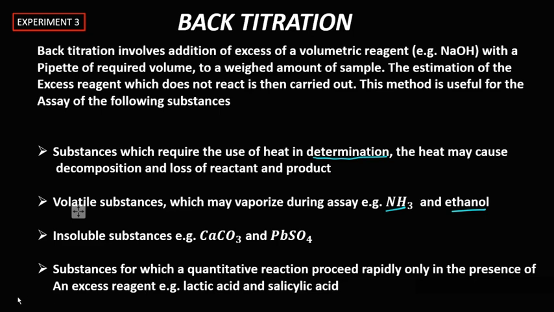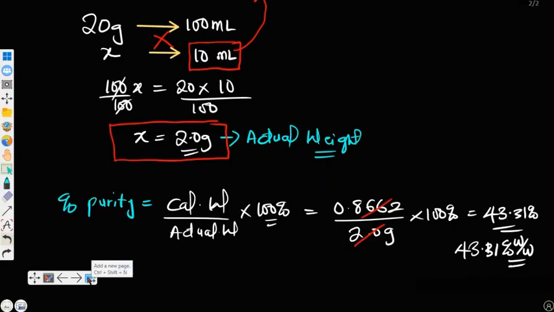An excess reagent. Now, this one you should take note of very well because everything we are going to do under back titration falls under this one here. So, substances for which a quantitative reaction proceeds rapidly only in the presence of an excess reagent. The one we are going to use is acetylsalicylic acid. The reaction only proceeds in the presence of what? An excess reagent. Is that okay? So that is that.